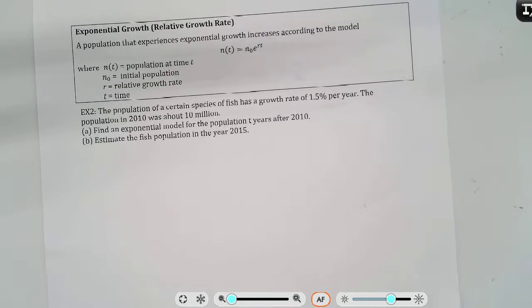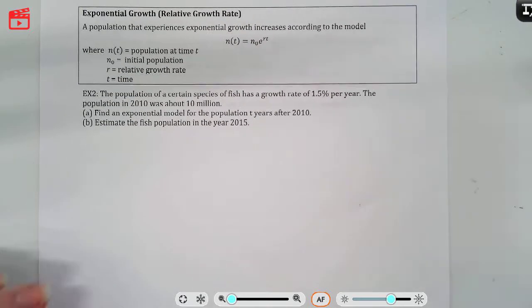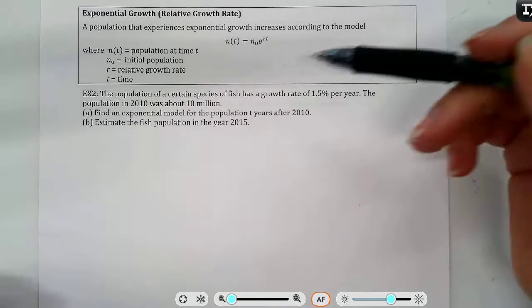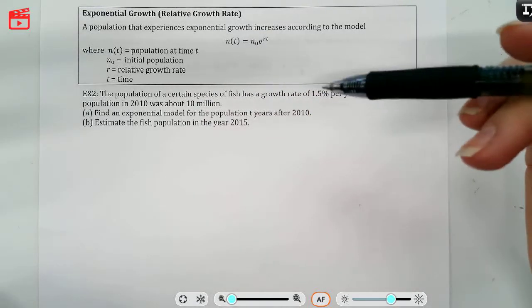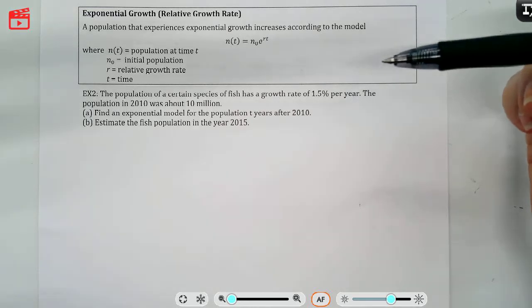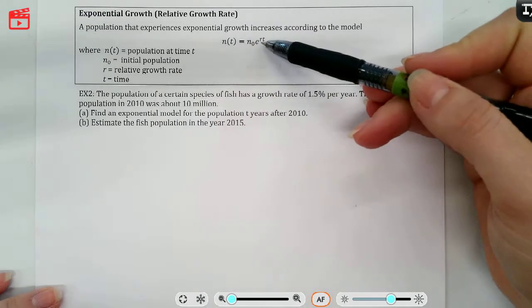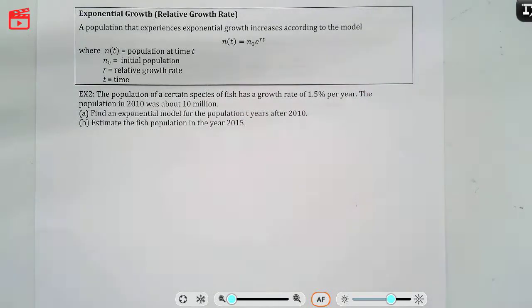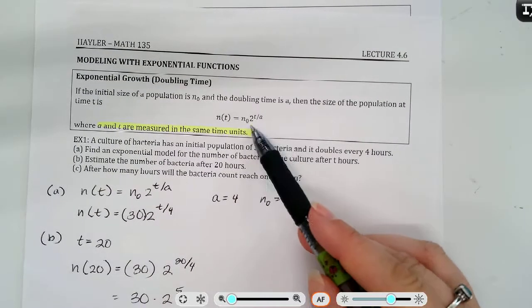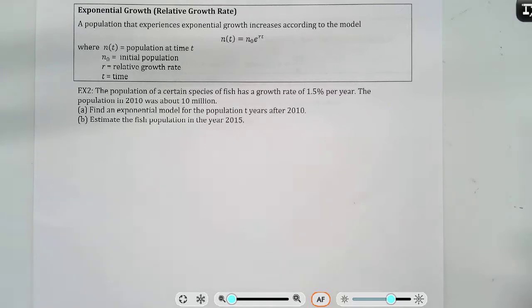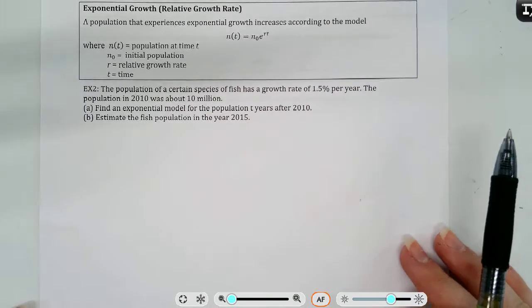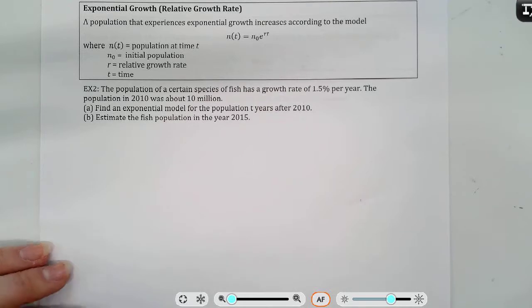Okay, page 2. So a population that experiences exponential growth increases according to this model. Okay, same one we were looking at. Well, a little different than the one we were looking at. This time we have E. Before, we had 2, because notice that was for doubling time. This one, we're looking at exponential growth, so we're using E. So a different function.